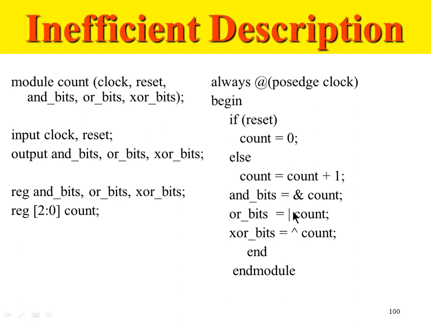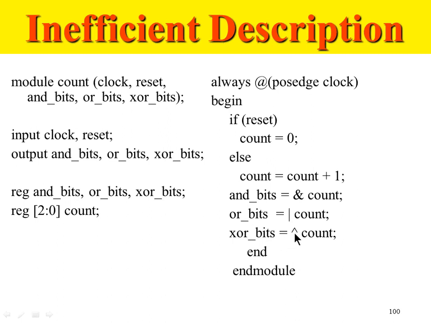OR bits is equal to the unary reduction operator OR with the count. So in this case, instead of AND, it will OR within the same bits, the 3-bit count register. The second bit of count will be logically ORed with the first bit of count. That result will then be logically ORed with bit number 0 of the count register. Finally, we get a 1-bit value as a result, which will then get assigned to OR bits.